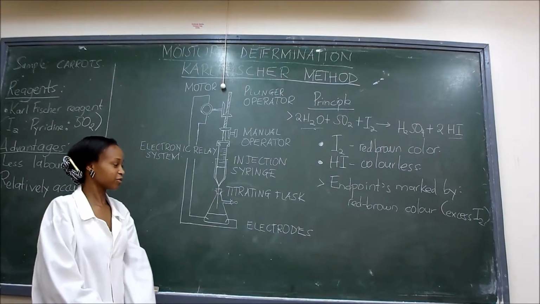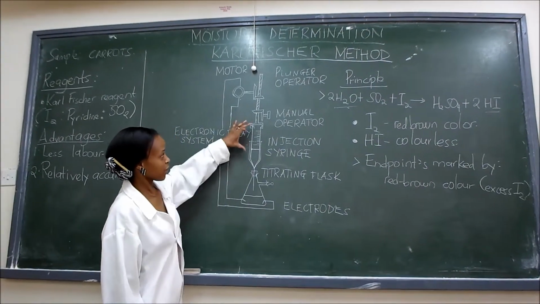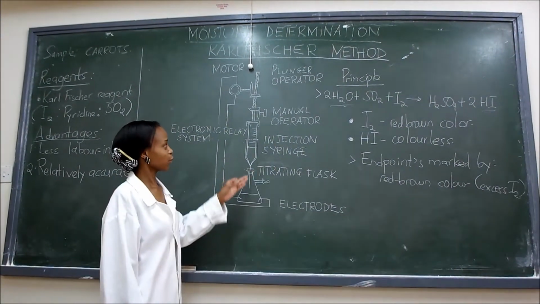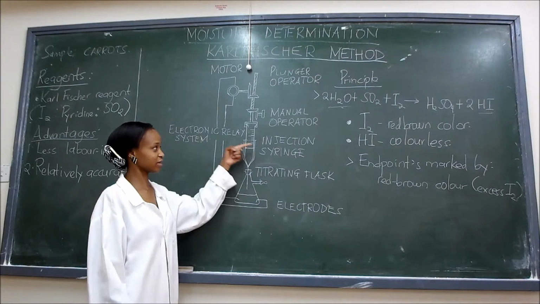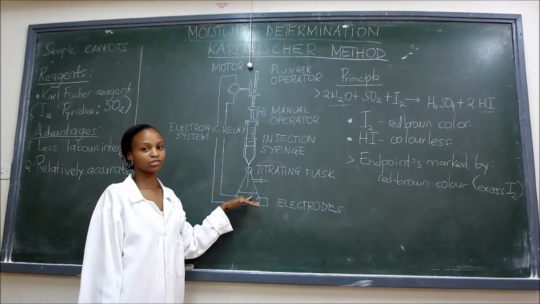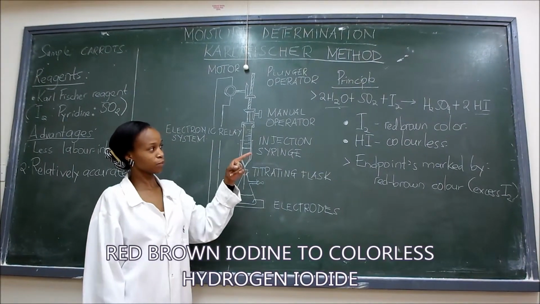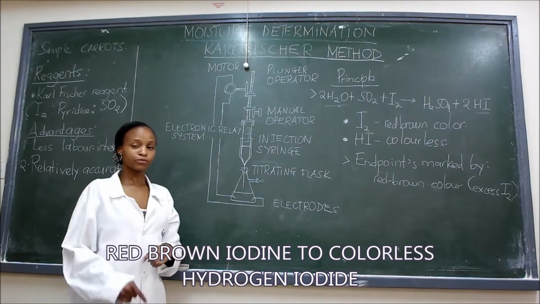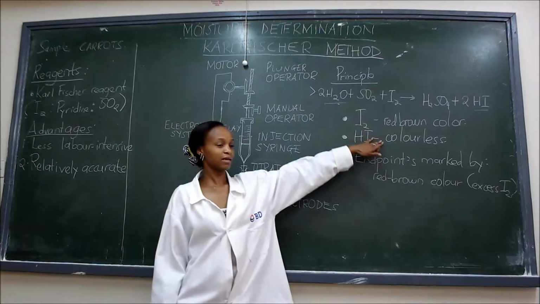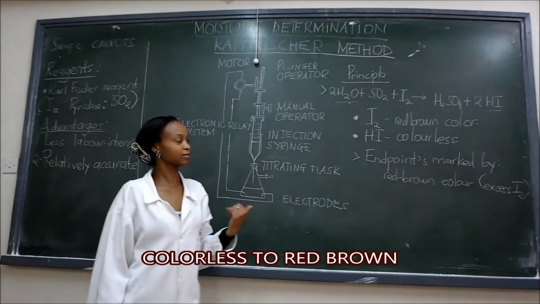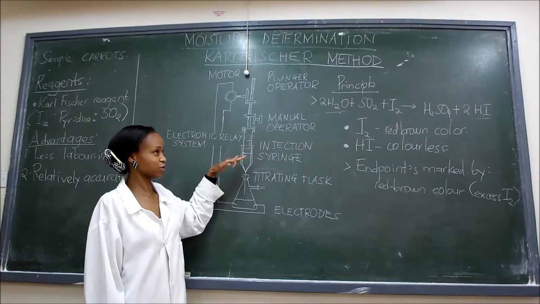Now, in the reaction setup, the sample is put in a titrating flask, and we have the burette or injection syringe where the Karl-Fischer reagent runs through. Then, as you add the Karl-Fischer reagent, you're going to observe a color change in the solution right here, from reddish brown to colorless. Now, you have to mark the endpoint of that reaction, where you no longer observe the colorless solution, but you have the red-brown color, which is the color of iodine. At that point, you can mark the endpoint of that reaction.